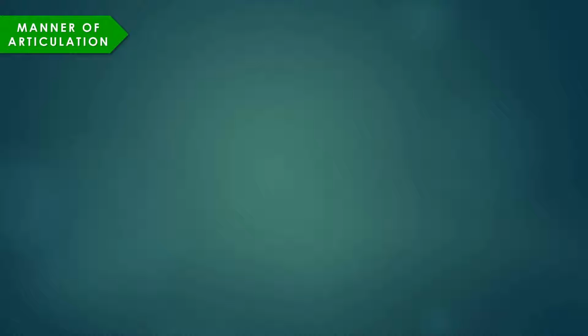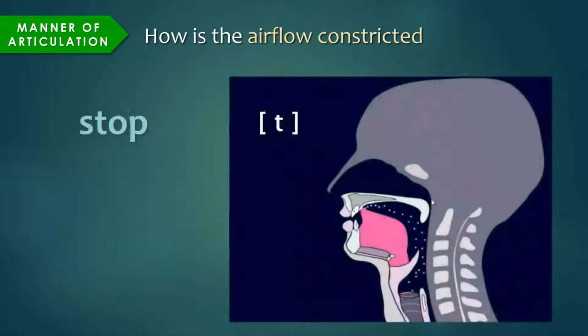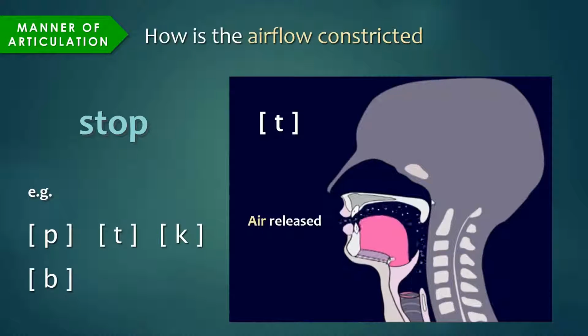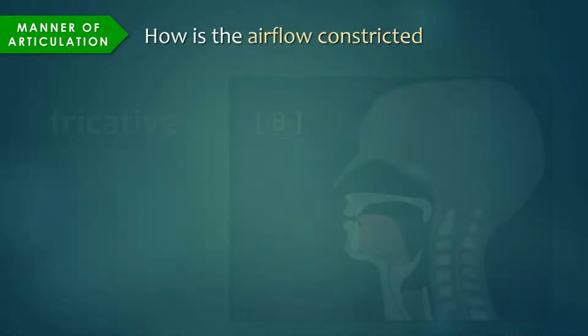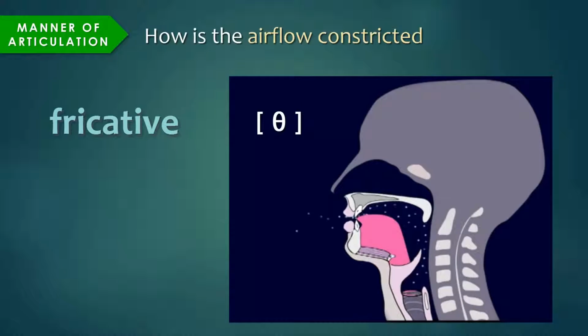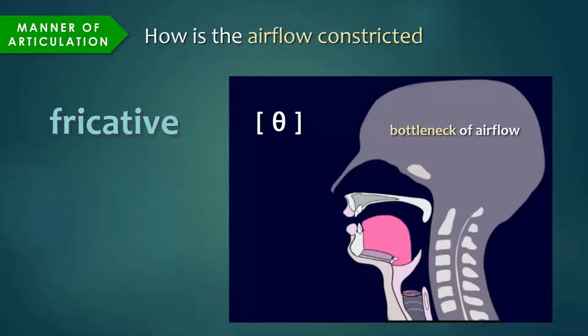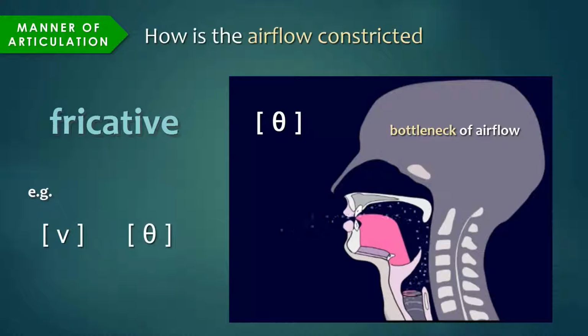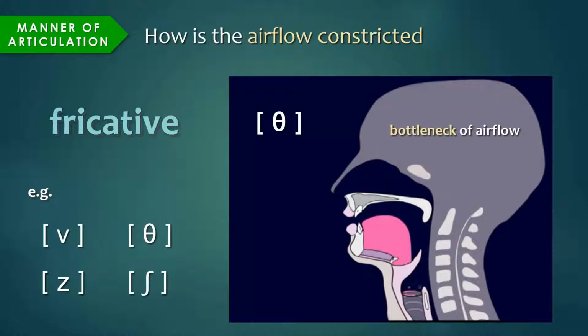Manner of articulation refers to how the airflow is constricted in the vocal tract. Stop sounds result from a complete constriction of airflow, followed by a release of that air, such as p, t, k, b, d, g. Fricatives are sounds produced when the tongue approaches but does not make contact with a place of articulation, causing a bottleneck of the airflow. And this gives the sound a friction-like quality, such as v, th, z, sh.